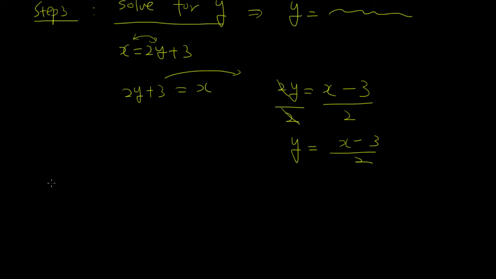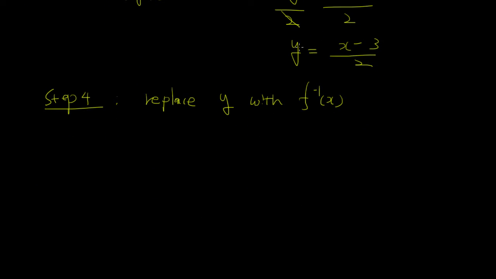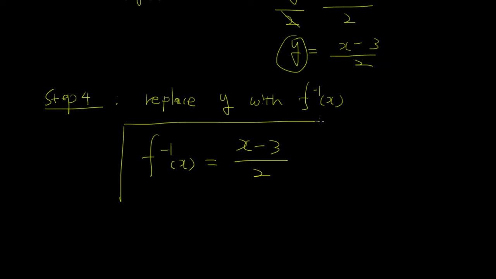Then step 4, replace y with f inverse of x. So this y now becomes f inverse of x, equals x minus 3 over 2. And that's our answer, right? That's our answer.